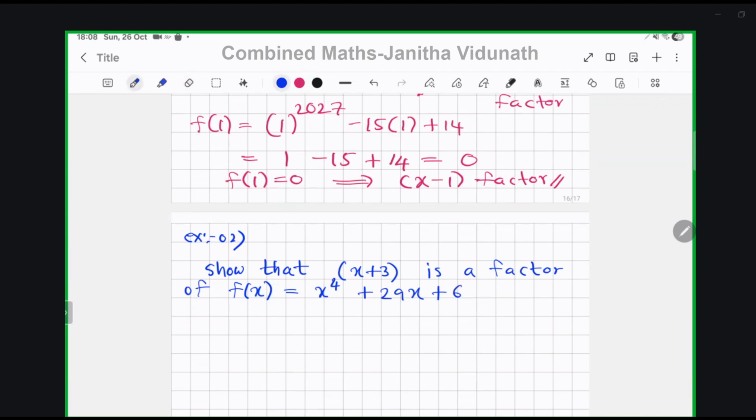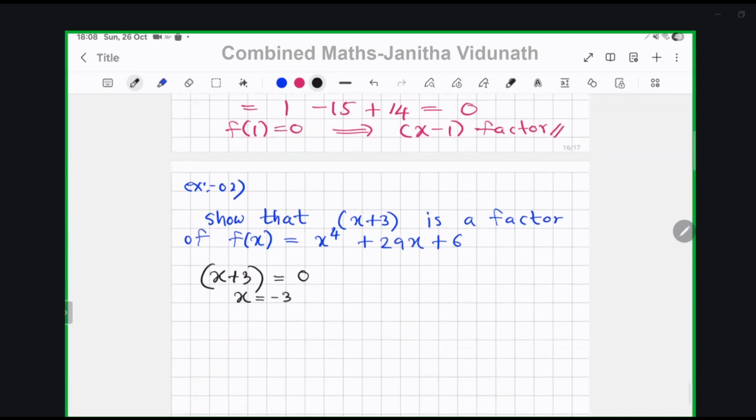Okay. Now we need to check whether x plus 3 is a factor or not. That means we need to set the factor equal to 0. Then we can observe x equals minus 3. Then we need to check our function value when x equals minus 3. Then our function value is (minus 3) to the power 4 plus 29 times (minus 3) plus 6. Minus 3 to the power 4 is 81.